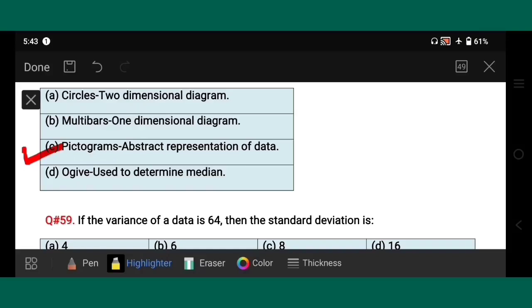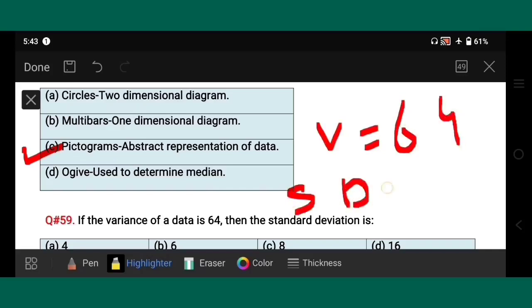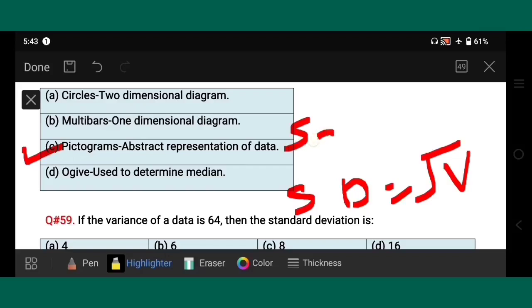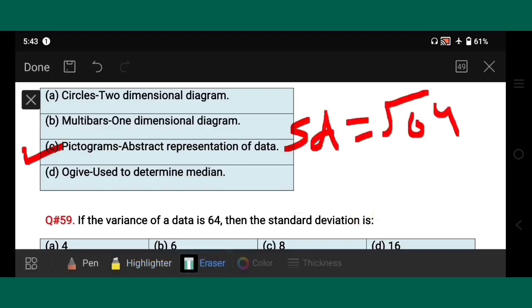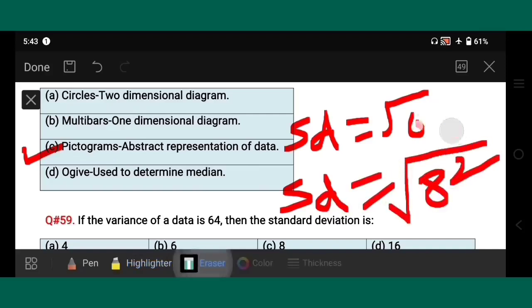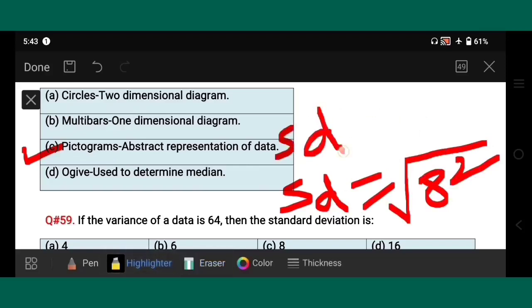Question number 59. If the variance of a data is 64, then the standard deviation is, the options are 4, 6, 8 and 16. So we know that variance equals 64. So standard deviation will be equal to the square root of the variance, so standard deviation equals square root of 64, which is 8. Option C is correct.